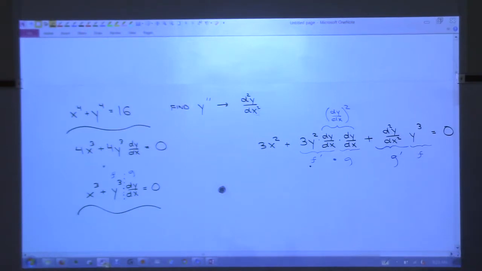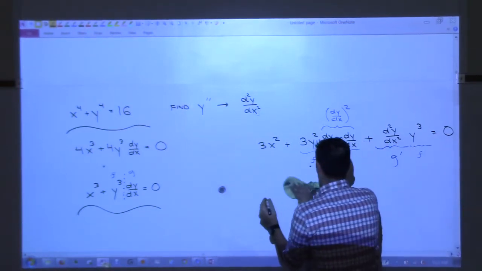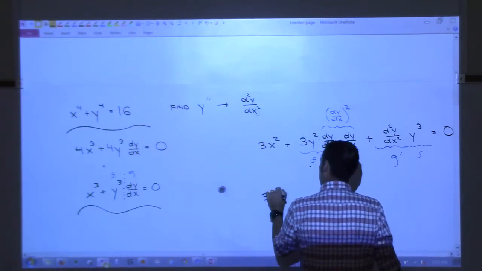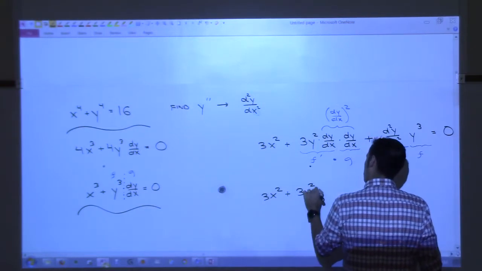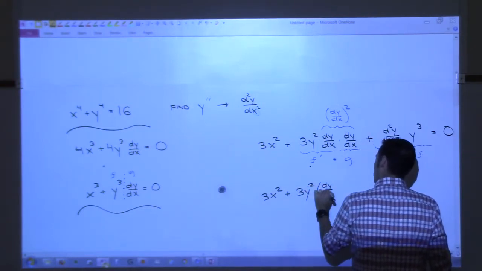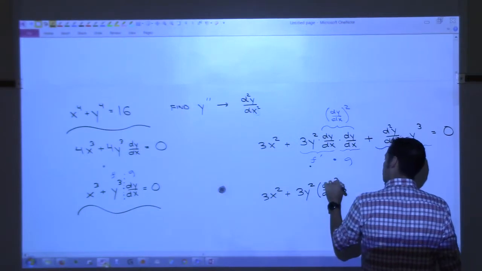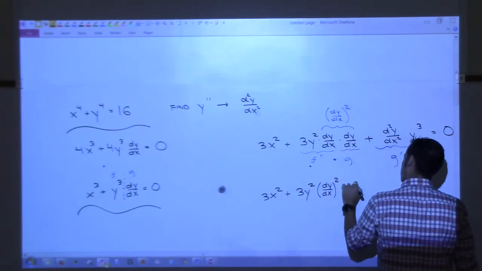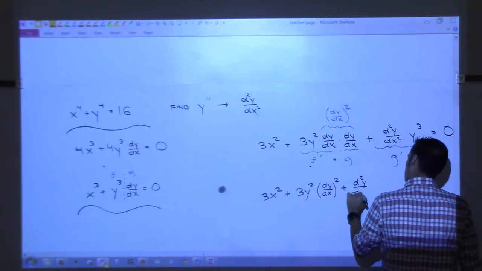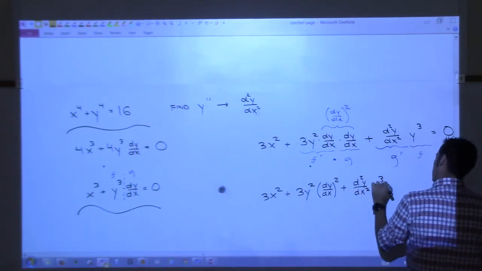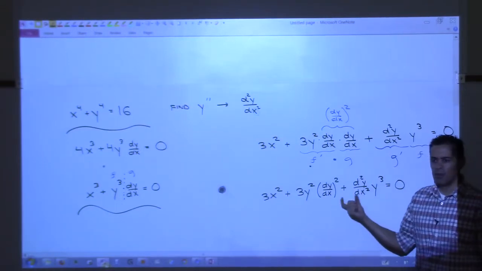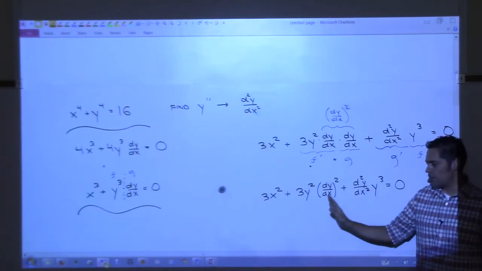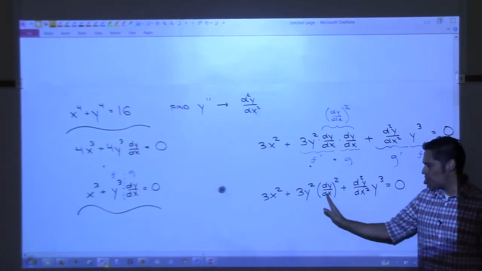All right, so let me rewrite this. I have 3x squared plus 3y squared, the derivative of y with respect to x squared, plus the second derivative of my function times y cubed equals 0. Do you see now why this notation is so important, that you have the two offset and so you don't confuse it with this? These are totally different things here.